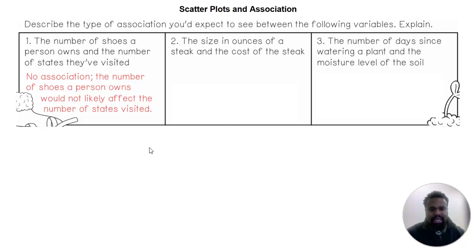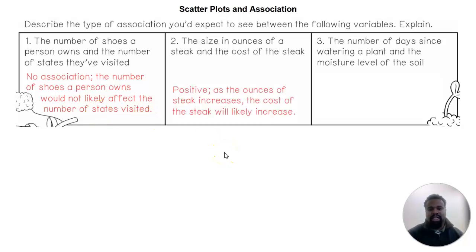All right. The size in ounces of a steak and the cost of a steak. So think about it. How big a steak is, think about a restaurant. Does how big your steak is affect how much you pay for the steak? And it does. There's going to be association. So the bigger the steak, the more money you spend, that's going to be a positive association.